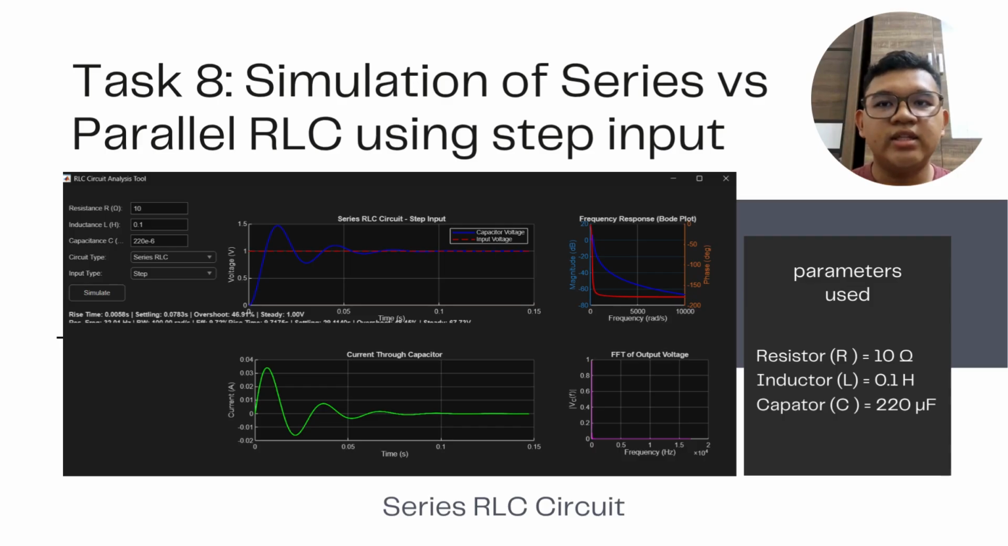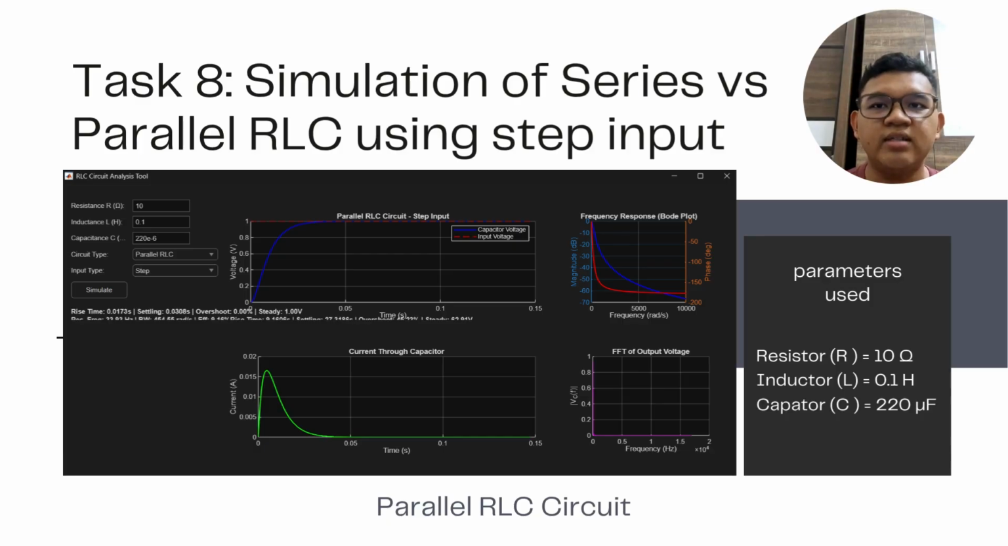For task 8, we simulated both series and parallel RLC circuits using a step input to observe and analyze the capacitor voltage response over time. The simulations were carried out using MATLAB with fixed values for resistance, inductance, and capacitance. The parameters used are 10 ohm for the resistor, 0.1 Henry for the inductor, and 220 microfarad for the capacitor. This simulation allows us to extract time domain features like rise time and settling time using stepinfo in MATLAB and observe the frequency components through FFT and Bode plots.